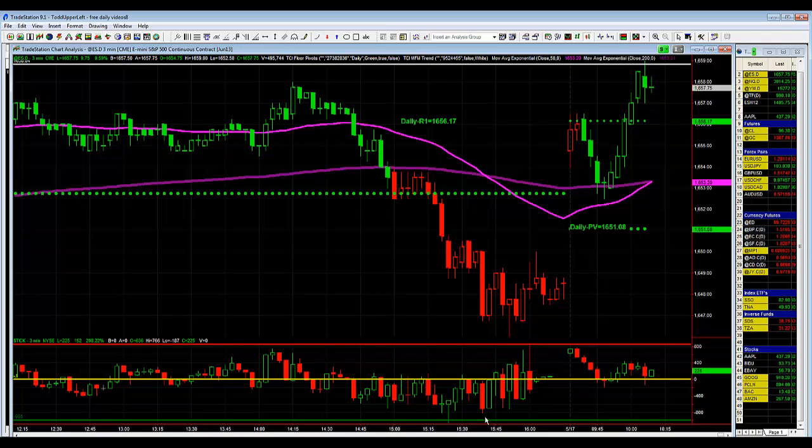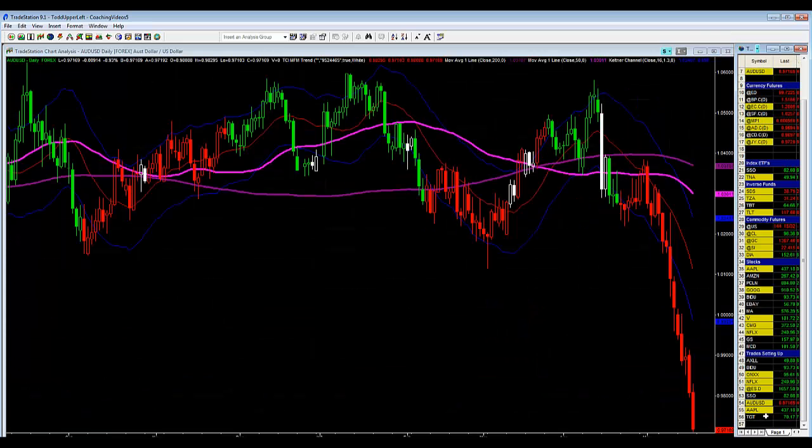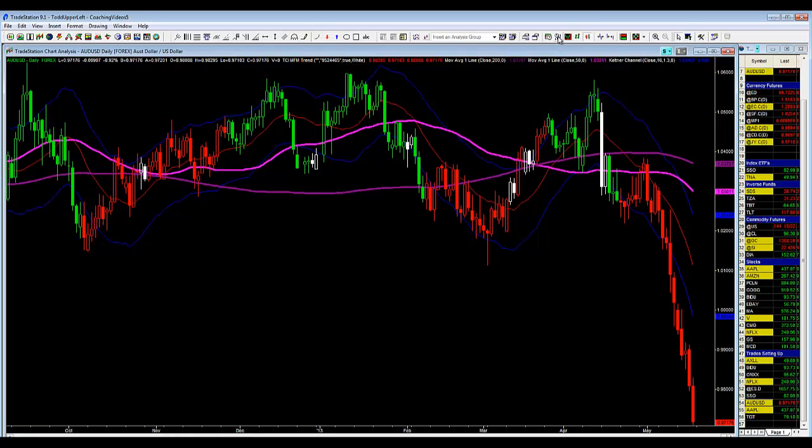Let's flip it to, I want to show you the Australian US dollar. Now, the last couple of days I've been saying that there's a potential trade to the long side if we got a trade set up based off the weekly chart, not the daily chart, but the weekly chart.